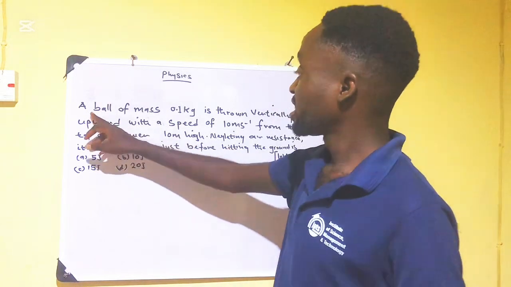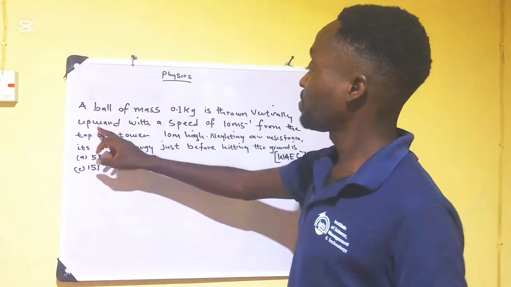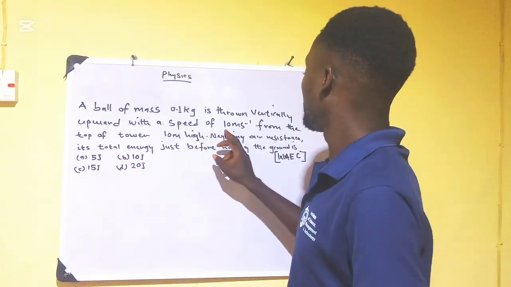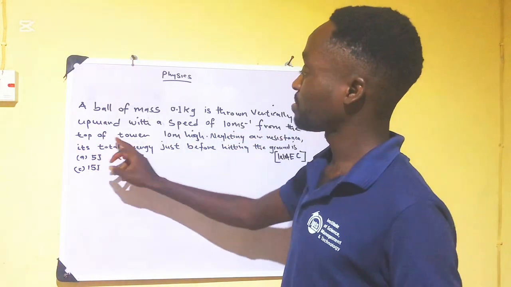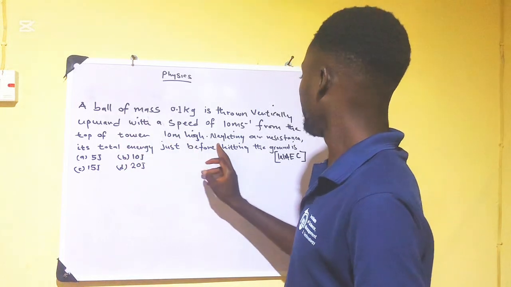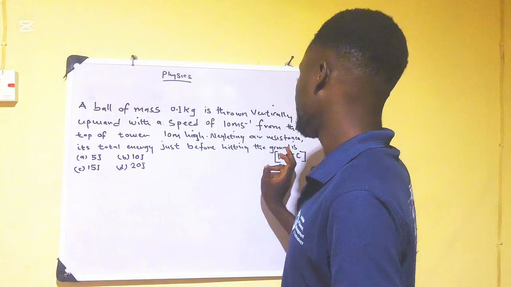The question states that a ball of mass 0.1 kg is thrown vertically upward with a speed of 10 meters per second from the top of a tower 10 meters high. Neglecting air resistance, the total energy just before hitting the ground is.